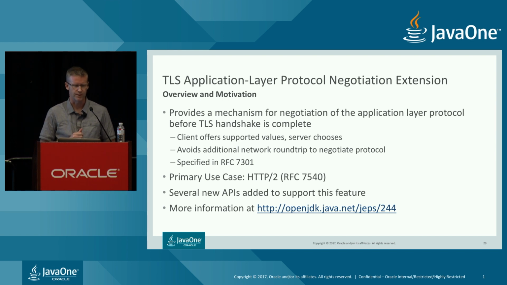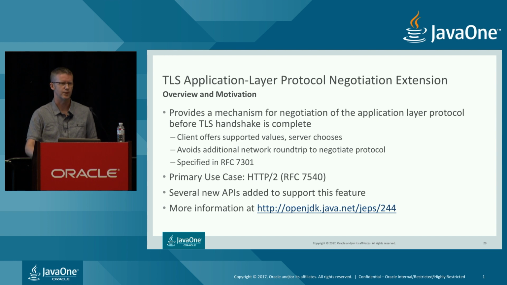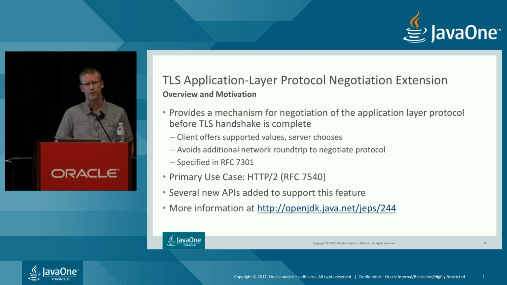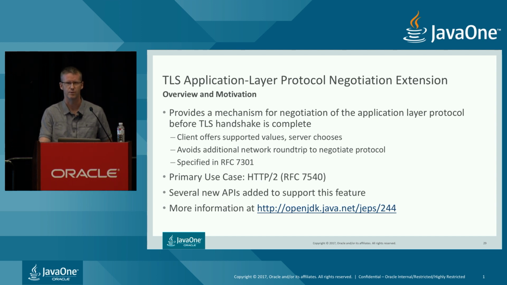This is specified in RFC 7301, and the primary or critical use case for this is HTTP 2. So I believe they require ALPN. ALPN allows them to determine what HTTP protocol is going to be used. And they're very happy that we've put this in. Several new APIs have been added to support this feature, and more information is at JEP 244.